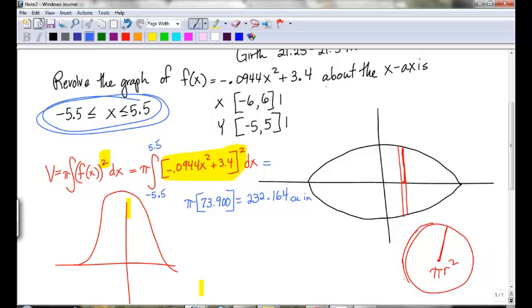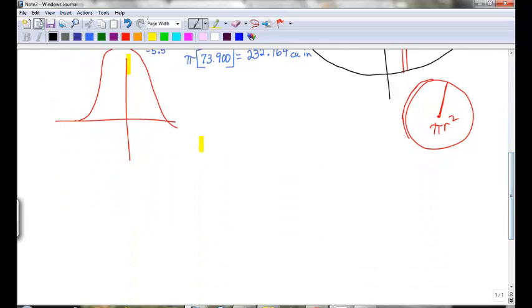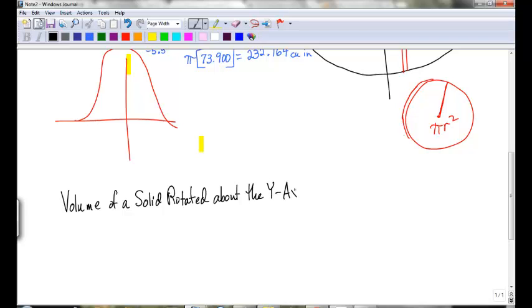We just did one where we rotated it about the x-axis. And now I'm going to give you the other formula. This is the volume of a solid rotated about the y-axis. And this is still disk method. You're not going to get a hole in the center. They're always going to come out a solid disk.